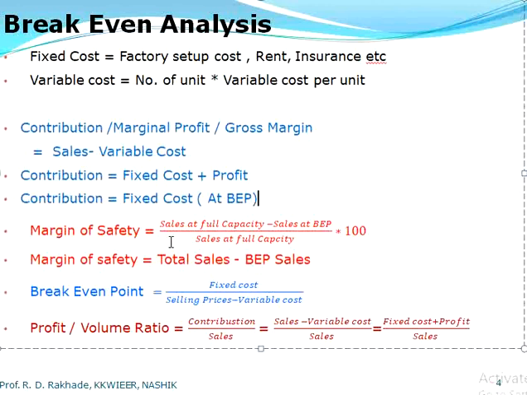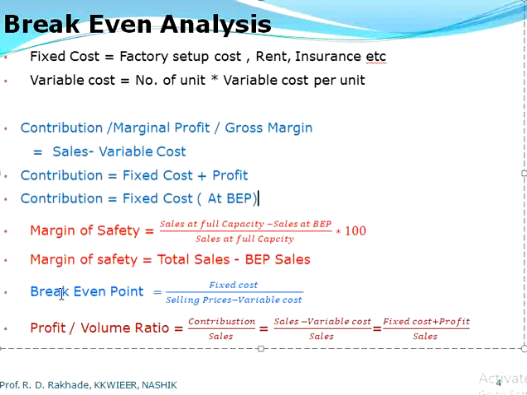It is the ratio of the difference of sales at full capacity minus sales at break-even point, to the sales at full capacity. If you want to calculate it in percent, multiply by 100. Margin of safety is again the difference between total sale minus break-even point sale.